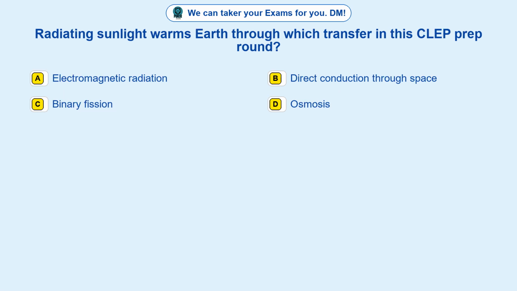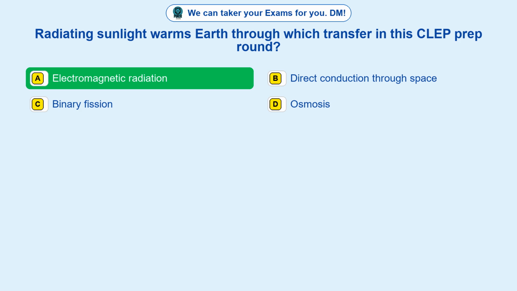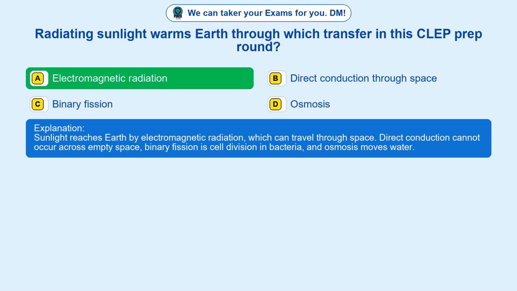Question 77. Radiating sunlight warms Earth through which transfer in the CLEP prep round? Option A, electromagnetic radiation. Option B, direct conduction through space. Option C, binary fission. Option D, osmosis. The correct answer is option A, electromagnetic radiation. Sunlight reaches Earth by electromagnetic radiation, which can travel through space. Direct conduction cannot occur across empty space, binary fission is cell division in bacteria, and osmosis moves water.